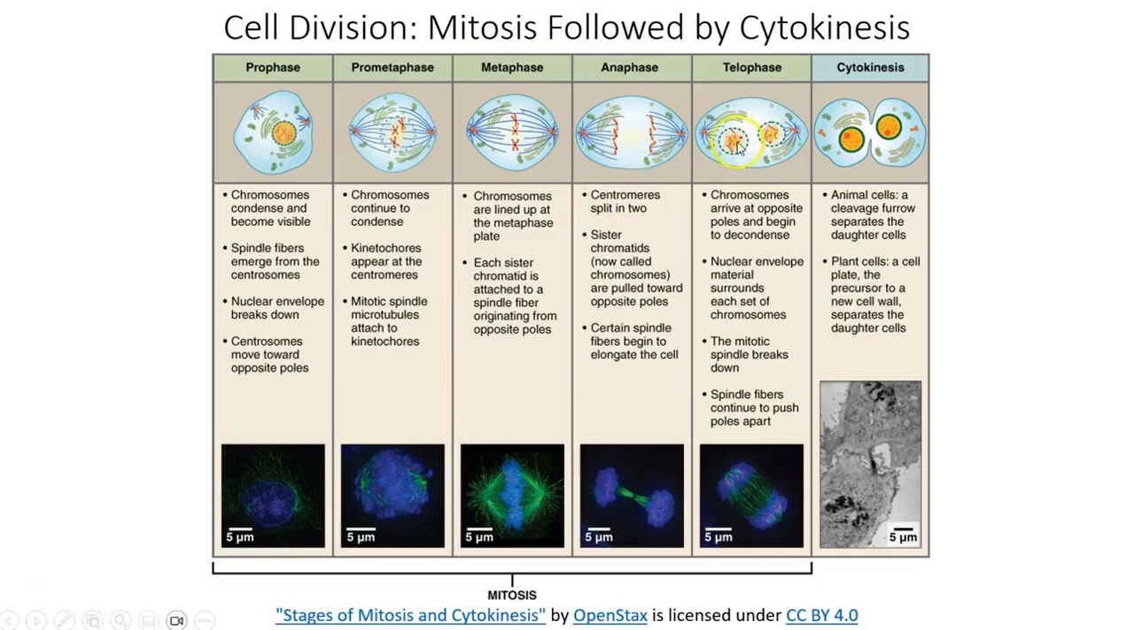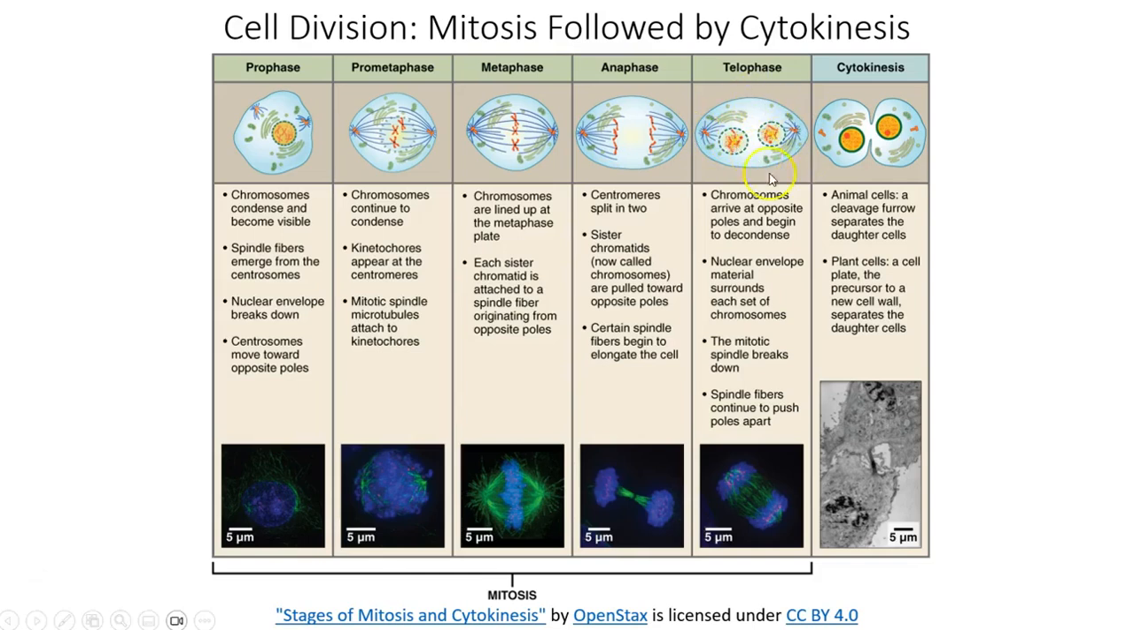In telophase, that is when we start to reform that nuclear envelope. So it surrounds all of those chromosomes that have been pulled to opposite ends of the cell, and we are reforming that nuclear membrane and the nucleus itself. The spindle fibers are going to continue moving in opposite directions, further pulling the two halves of the cell apart.